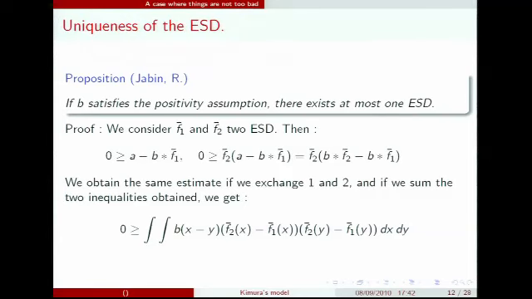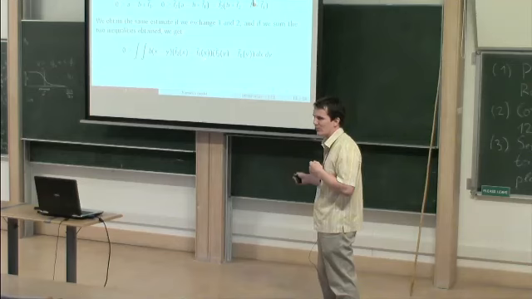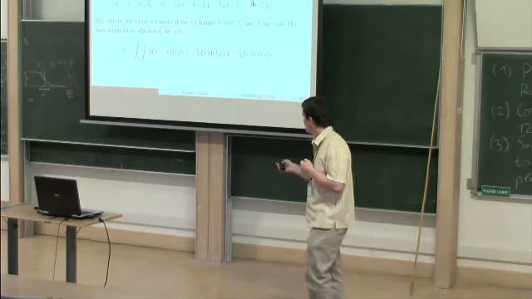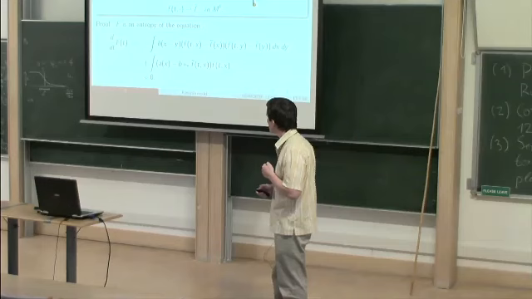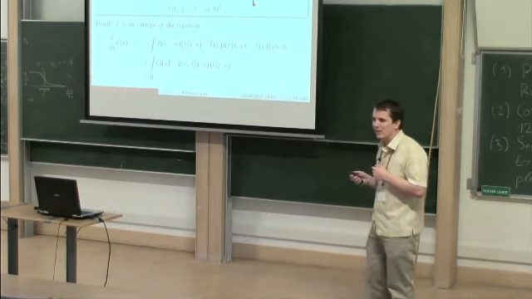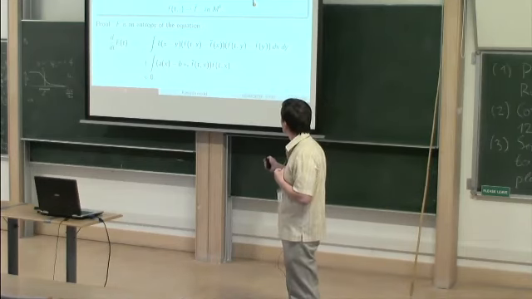And you recognize here the positivity assumption that we made, that is b of x minus y times something depending on x times the same thing depending on y. So we know that this is positive if f2 is different from f1. So we have shown that there exists at most one ESD. The second thing that this assumption brings is that there is an entropy. The entropy is this one.